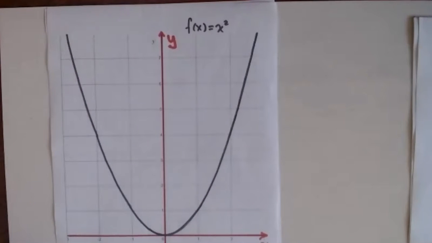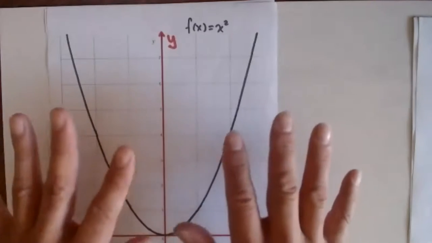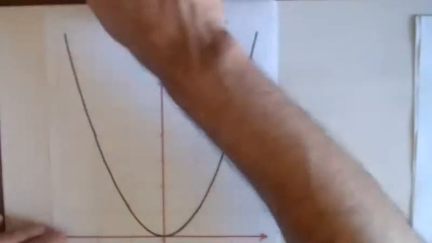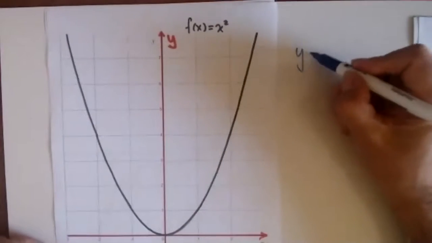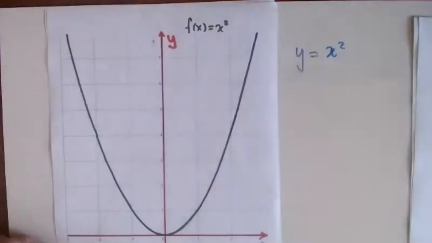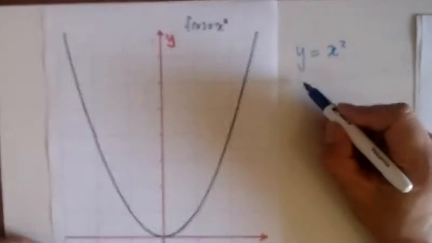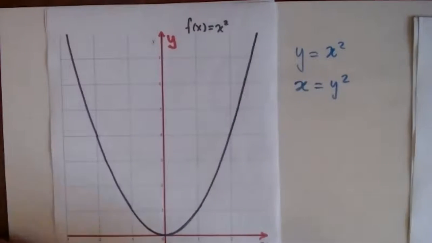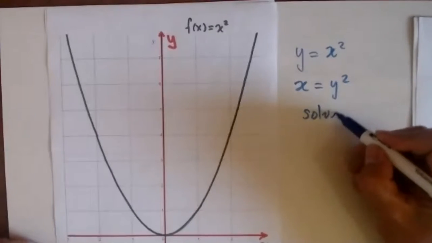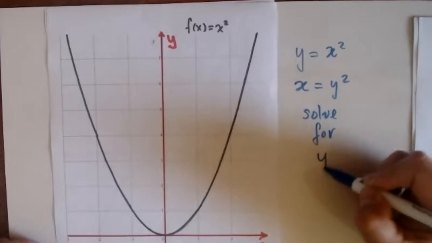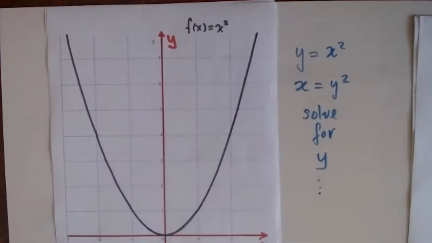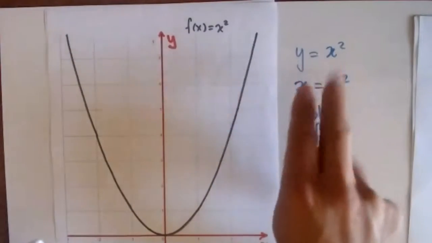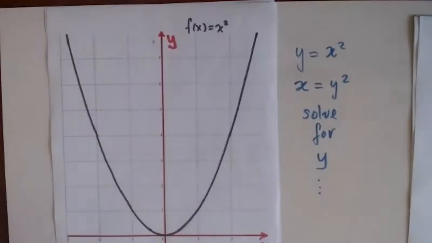Remember what you did in algebra 1 and algebra 2 to find the inverse of this function. You took y equals x squared, then you change the y by x and the x by y, so x equals y squared. And then you solve for y, correct? That's what you did. So y equals x squared is this parabola right here. Then you interchange the variables, and then you solve for y, you get the inverse.